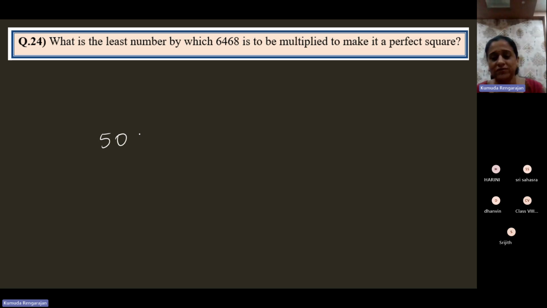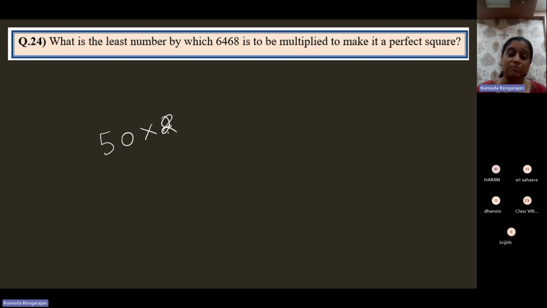50 is not a perfect square. Now, 2 is the smallest number by which 50 is to be multiplied so that the resultant number, the product 100, is a perfect square. 100 is a perfect square. Now, if the question is what is the smallest number that is to be multiplied to 50 to make it a perfect square, the smallest number is 2.